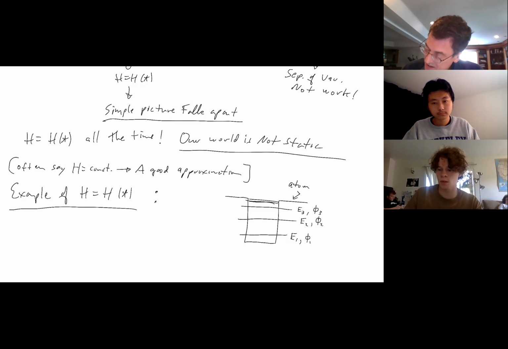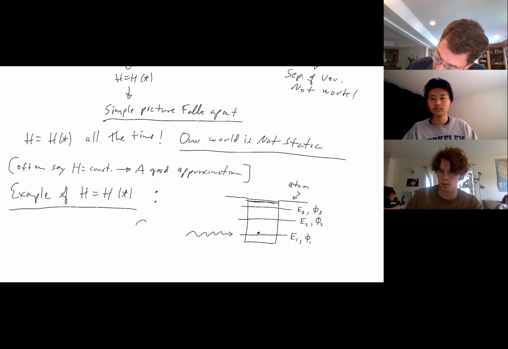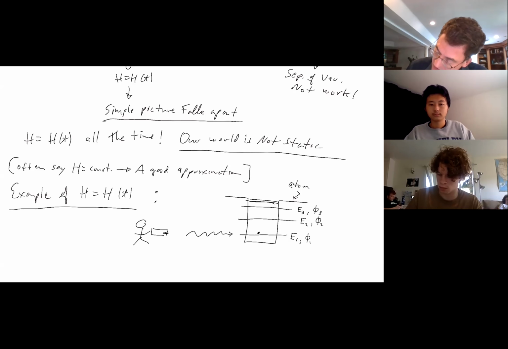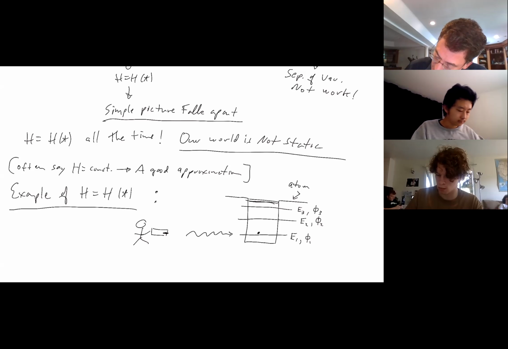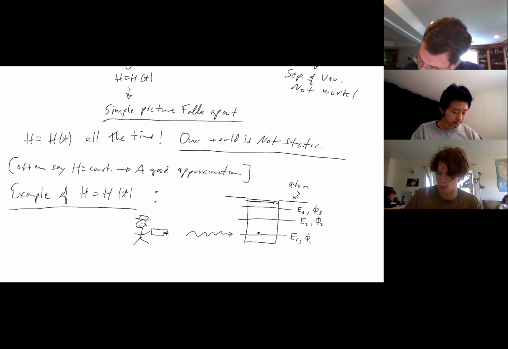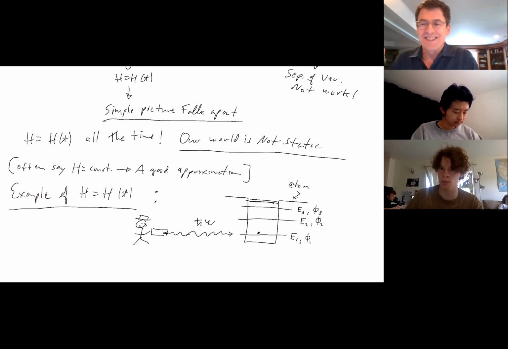Now suppose that the electron in that atom is sitting here in the ground state. Now I shine a light on it. There's a little man. The little man has a laser or a flashlight, and he's shining light onto the atom. And this happens all the time. Anyone who's used a flashlight has done this, right?